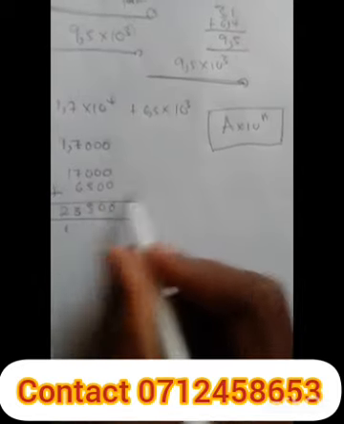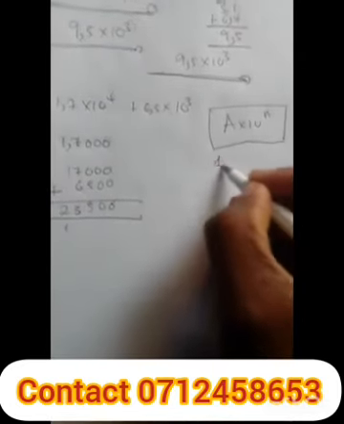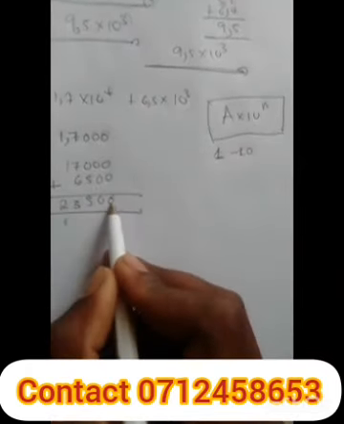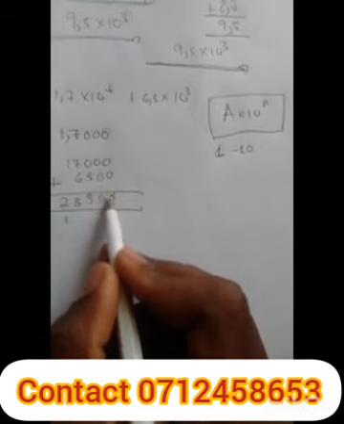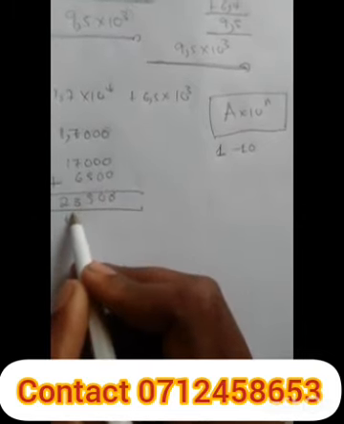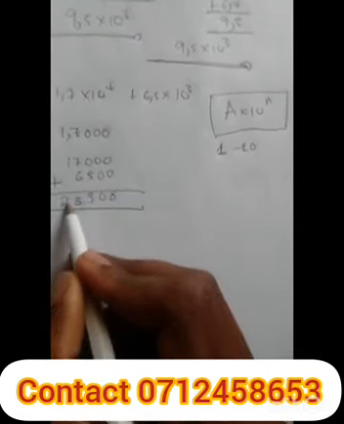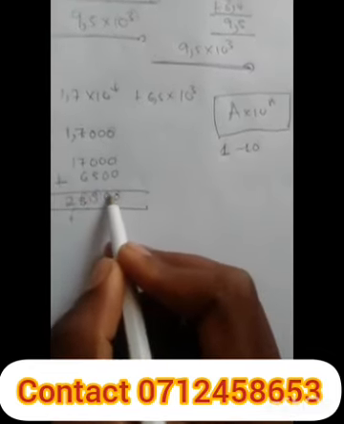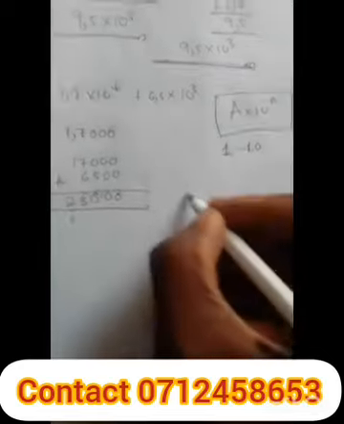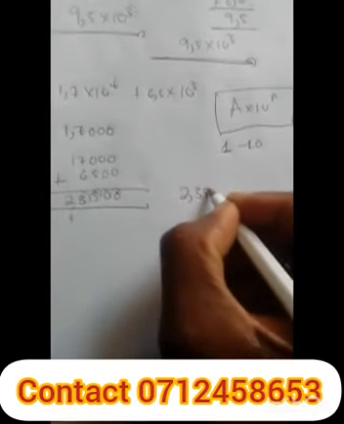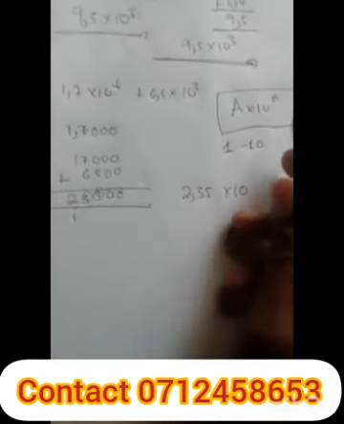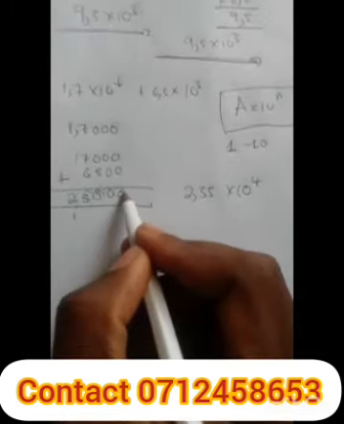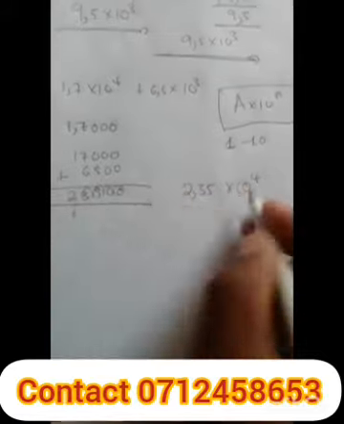I have to maintain a number which is between 1 and 10 here. So here we have got a very big number. I'll move my comma and I'll not stop here because it is 23 now. So I'll come up to here: 1 2 3 4. Clear? So I'm having 2,35 times 10 to the power of 4, because I've moved 1 2 3 4. So that is my answer.